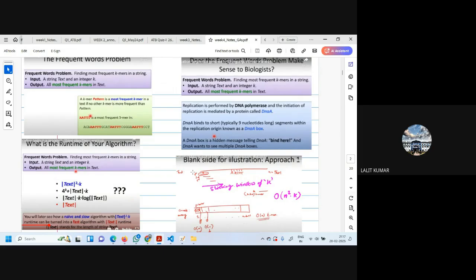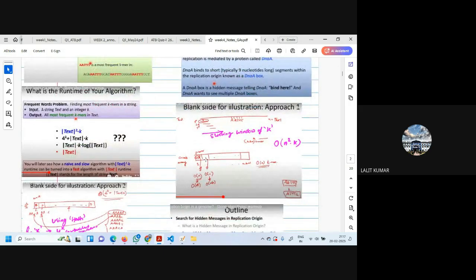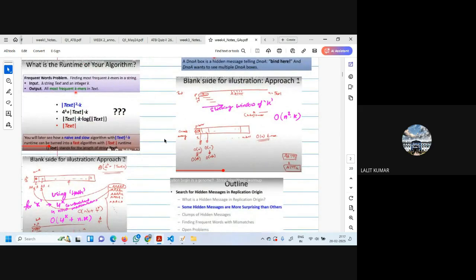But when we follow the window concept, then the complexity is O(n² k). The second method is that we take the hash values of that. So if we have, for example, only A, C, G, T, then the total number of hashes will be 4 to the power k. And then we compare it with the hashes. So it gives the complexity of 4 to the power k plus nk.